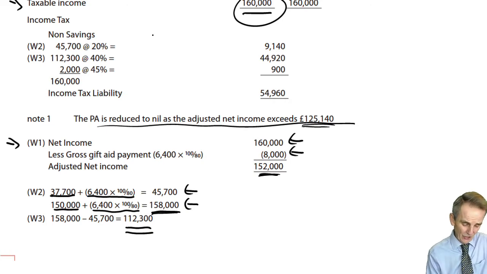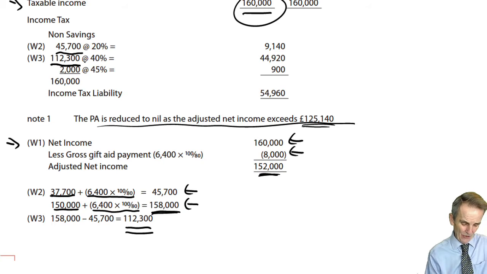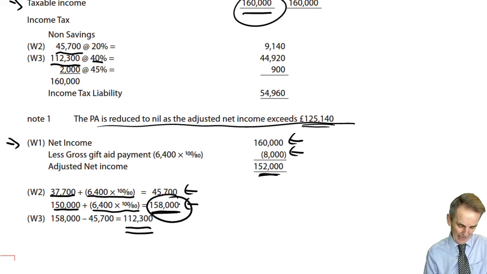It's all non-savings, so the basic rate band limit as it now is, 45,700, at 20%. Then the higher rate band, between the basic rate band limit and the higher rate band limit, is that 112,300 at 40%. That's taken you up to 158,000, leaving just 2,000 more pushed into the additional rate, and that's 45% tax thereon.